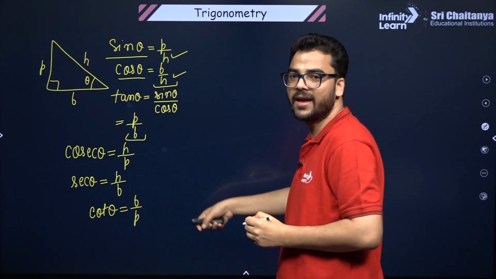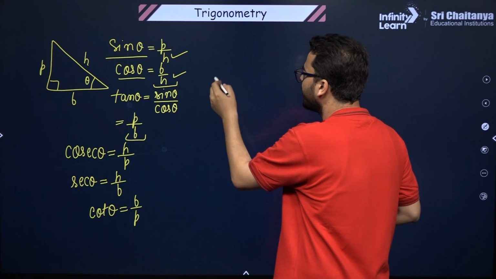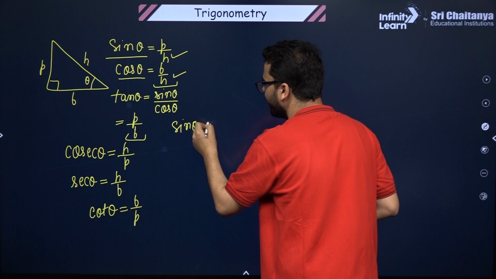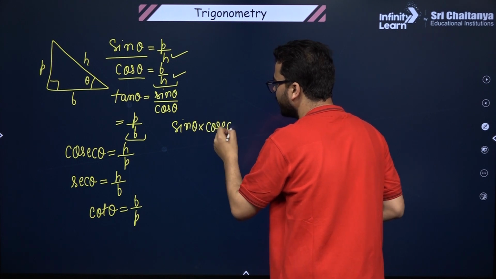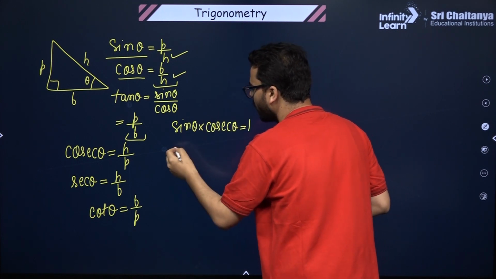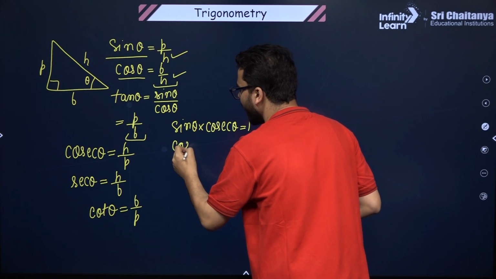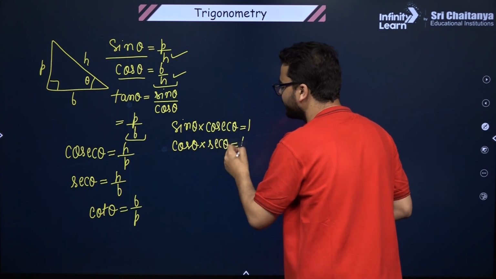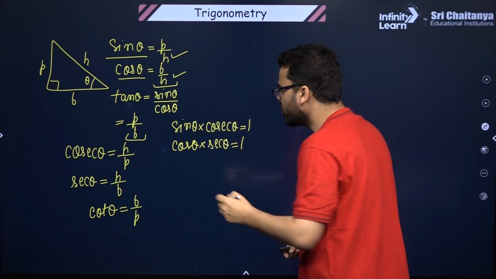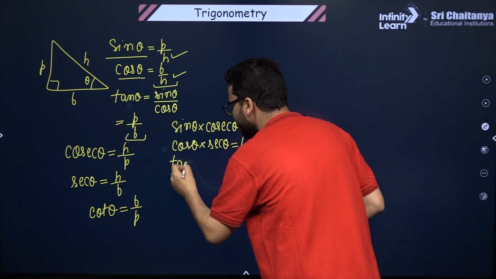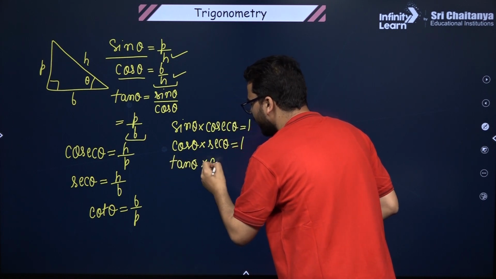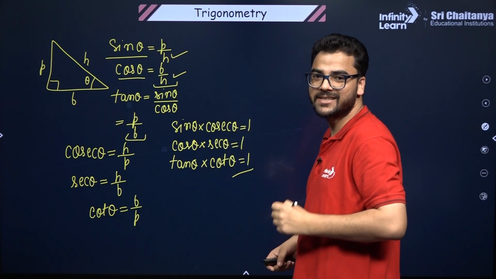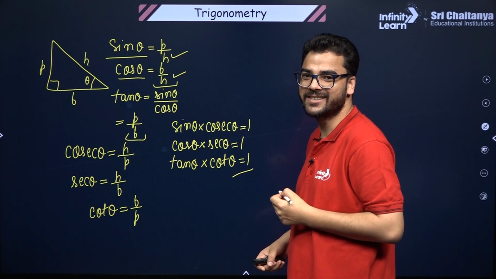Now one more thing over here, although it comes from here only, that the product of sine theta and its reciprocal, that is cosec theta, will be obviously equal to 1. The product of cos theta and its reciprocal, that is sec theta, will be obviously equal to 1, right? And the product of tan theta and its reciprocal, that is cot theta, will be obviously equal to 1. I hope that is clear to every student who is watching this thing, right?